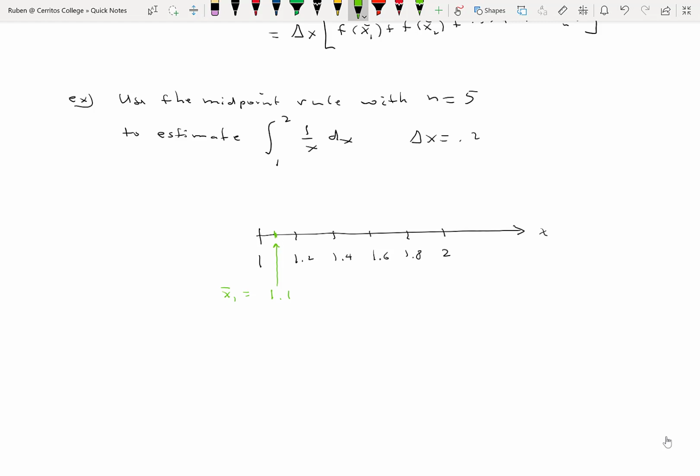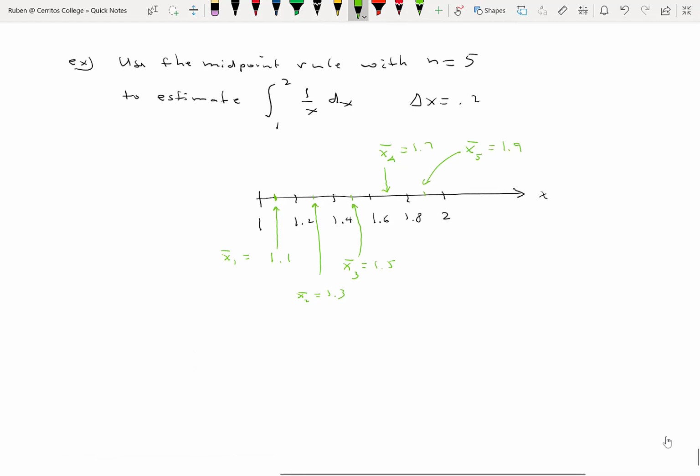So the next midpoint, x sub 2 bar, between 1.2 and 1.4 is 1.3. It's that simple for this problem. So x sub 3 bar is 1.5, x sub 4 bar is 1.7, and finally, x sub 5 bar is 1.9.